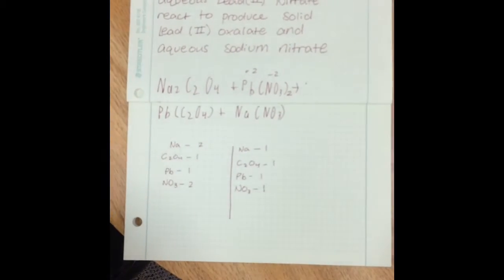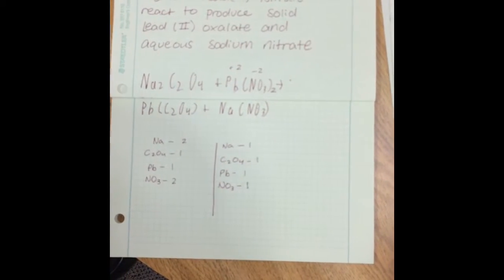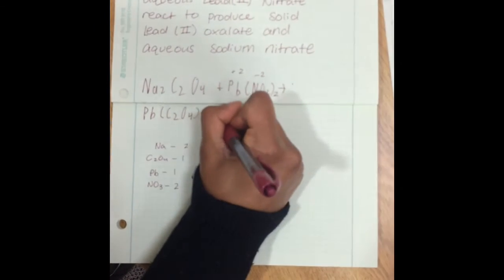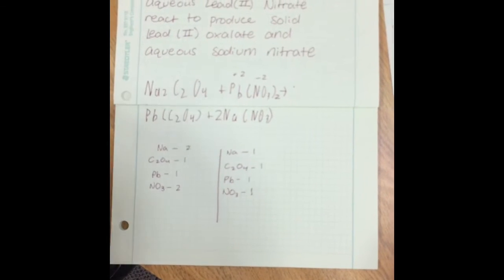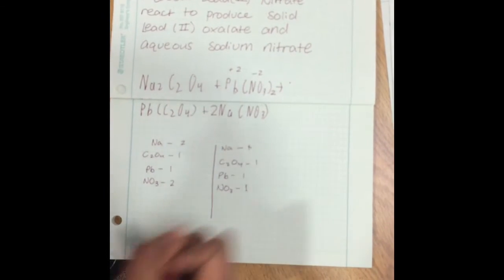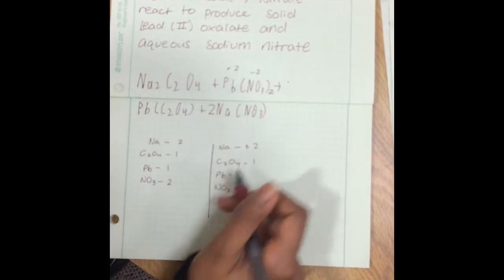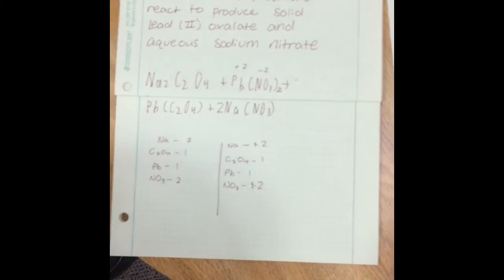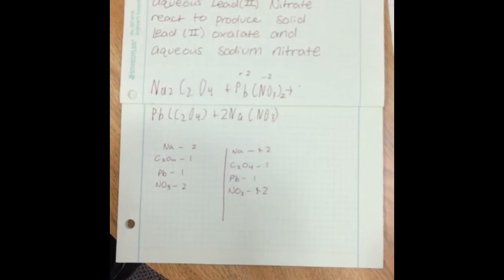So in order to balance this equation, I'm first going to look at the sodium, and I'm going to put a 2 in front of this, and as you can see, that actually fixes 2 problems, because now there's also 2 of the nitrate piece, and the equation is balanced.